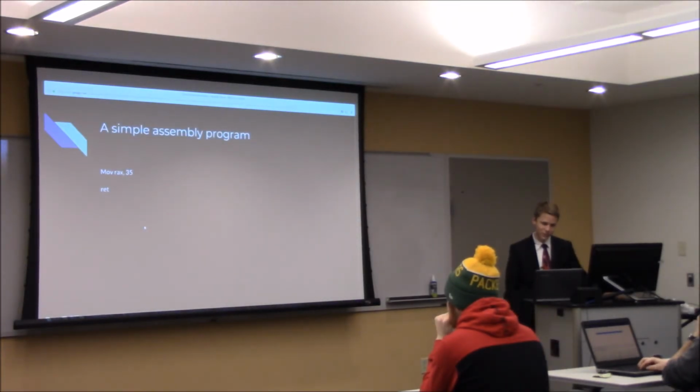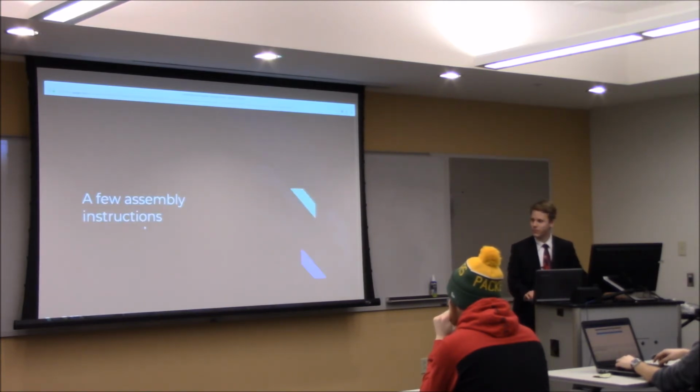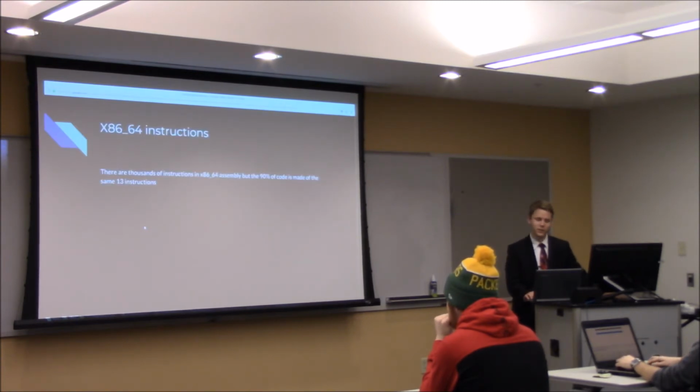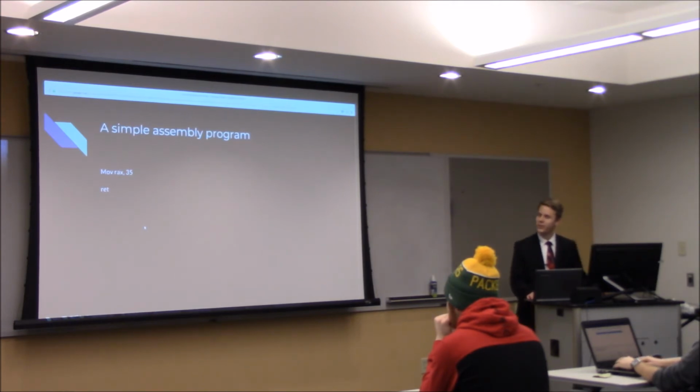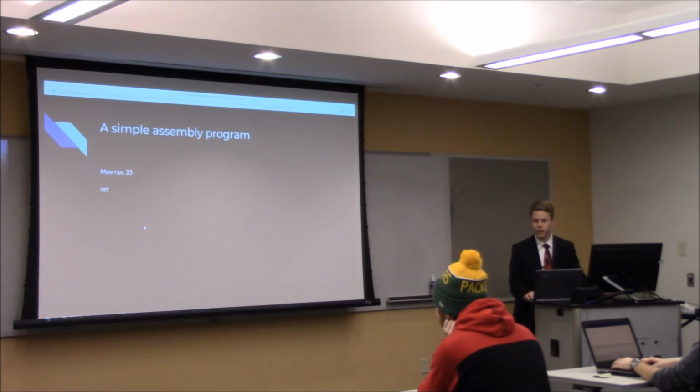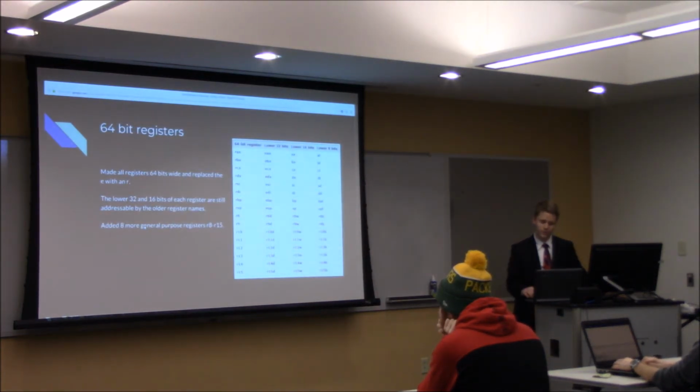So this is a simple assembly program. It returns 35. That's all it does. It's the same as this. And that's because typically, when you want to return something in assembly, you put that in the RAX register or EAX, depending on what architecture you're running on, and then return back to the function that called you.